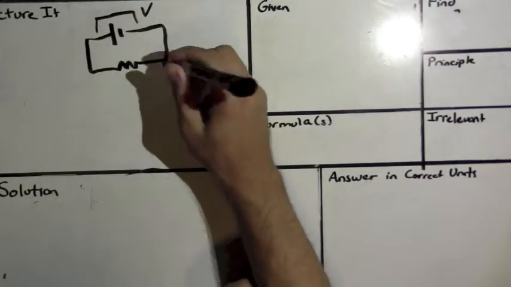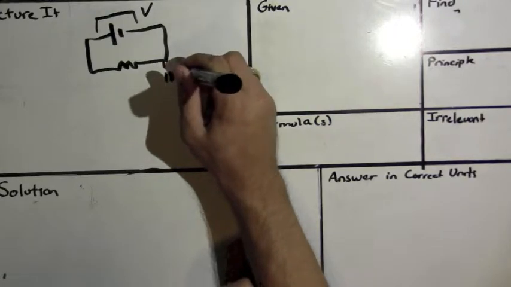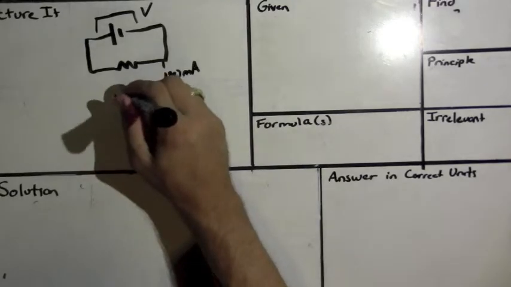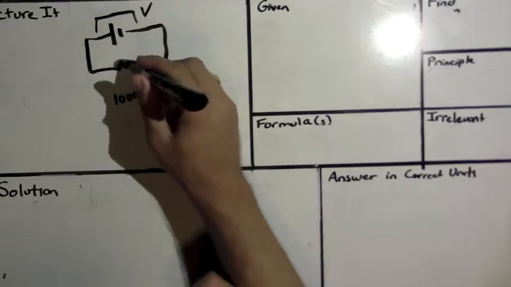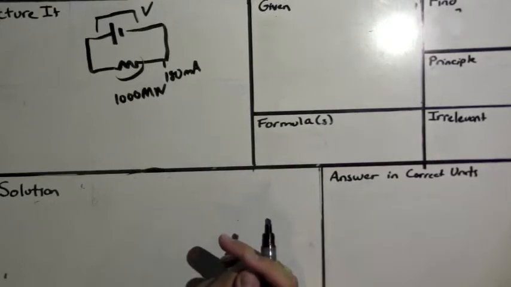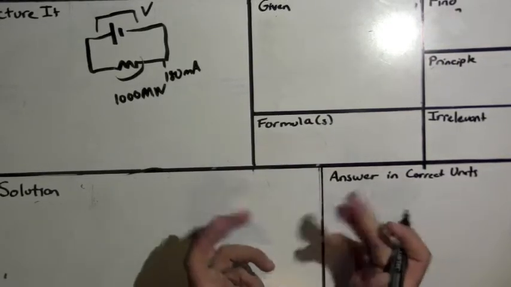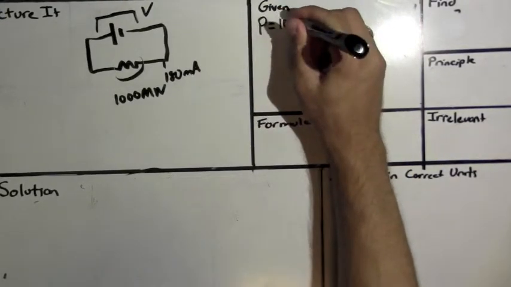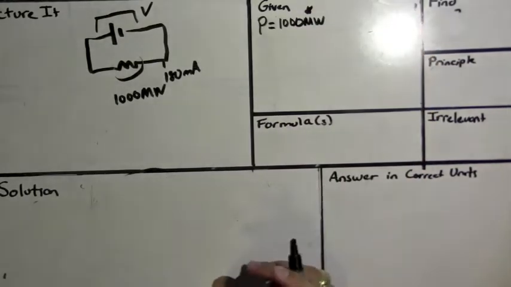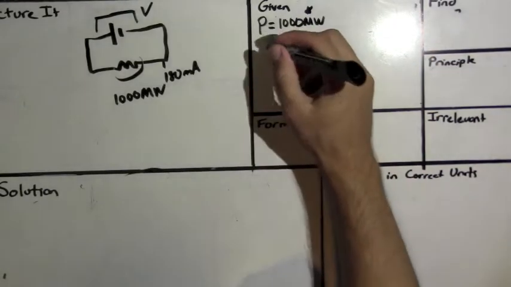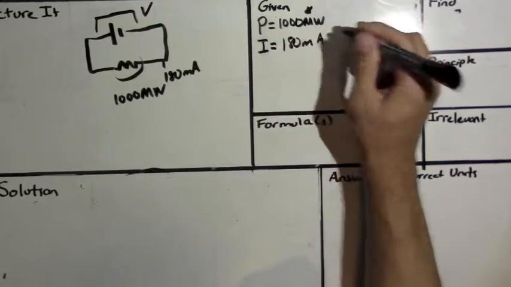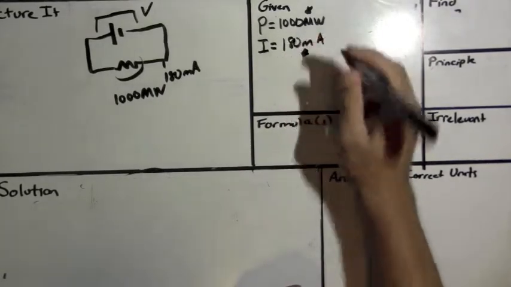We do know that a current is produced of 180 milliamps, and we also know that it is a 1000 megawatt laser that's being used by this resistor. So we look at our given information. We were given power as 1000 megawatts. You should put a little asterisk there saying, hey, megawatts is something I'm going to have to deal with. And you also have a current of 180 milliamps. You're also going to have to convert that.